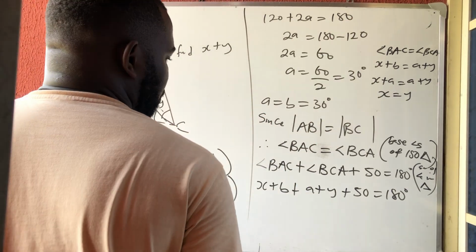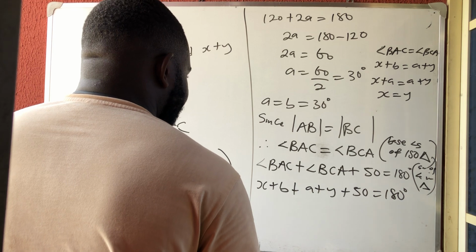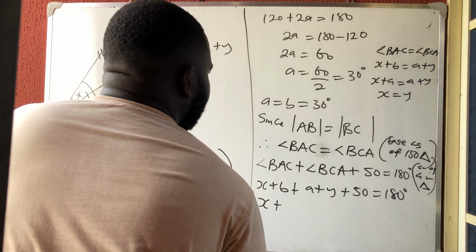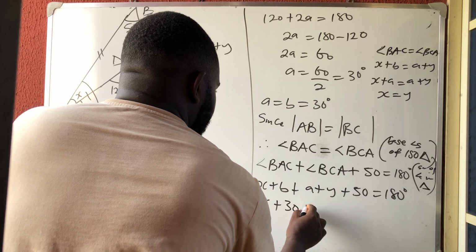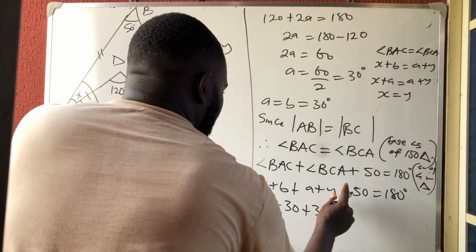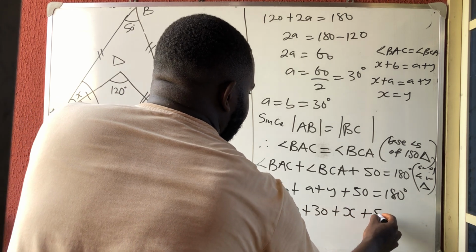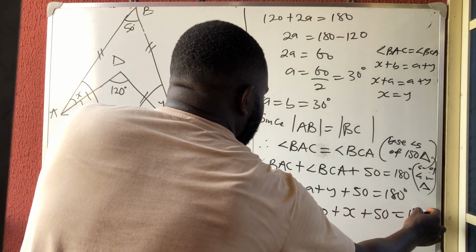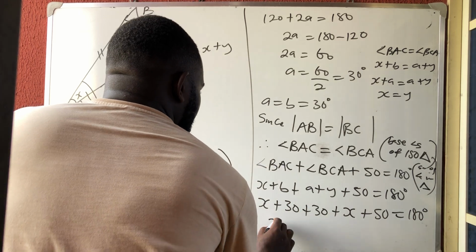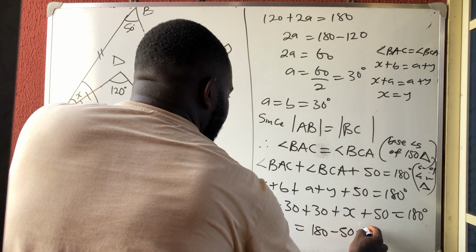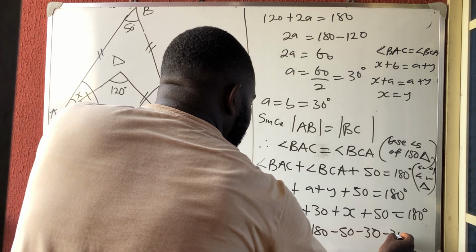So if X is equal to Y, we have X here plus, we got B as 30. X plus 30 plus another 30 plus Y, written as X, plus 50 is equal to 180 degrees. So what do we have now? 2x is equal to what? 180 minus 50 minus 30 minus 30.